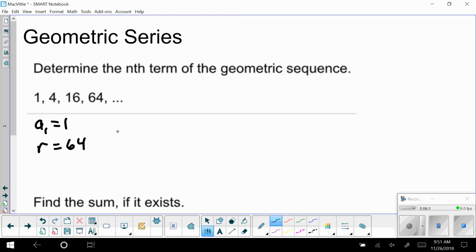So then if I want the nth term, that's a generic one, so I just leave it as an n. That would be my first term, 1, times the common ratio of 4, raised to the n minus 1 power, which I don't need to write the 1 there, so this could just be written as 4 to the n minus first power. And that would be my nth term in the geometric sequence.